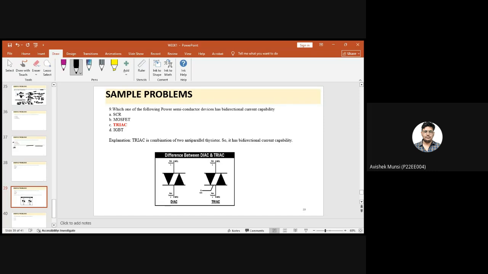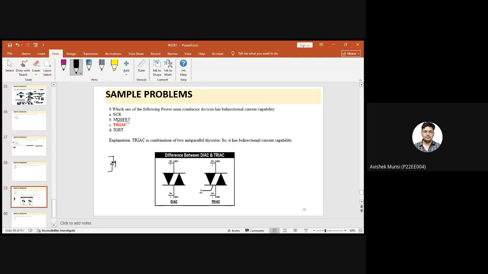It is triac. It is not MOSFET. If you have an option like triac, then you have to answer triac. Why? Because, as I said already, MOSFETs are often used as a bidirectional switch, but it is not meant for bidirectional use. It has an inbuilt body diode that acts for freewheeling purposes, so it conducts in both directions, but it is not meant to be bidirectional.